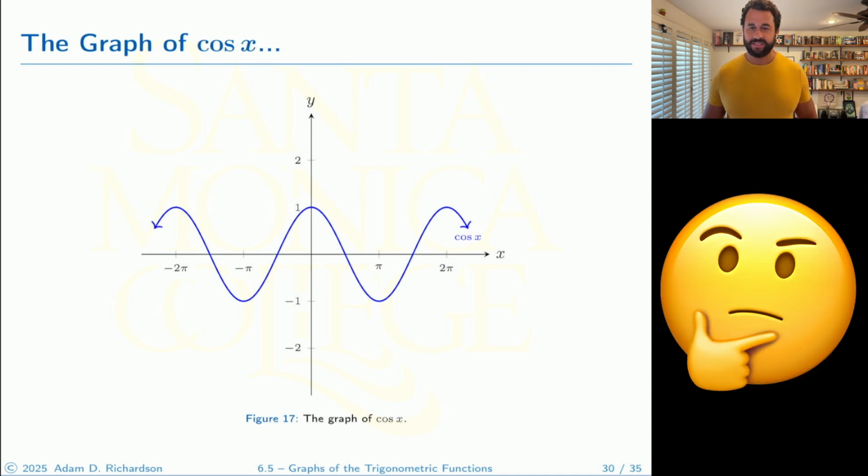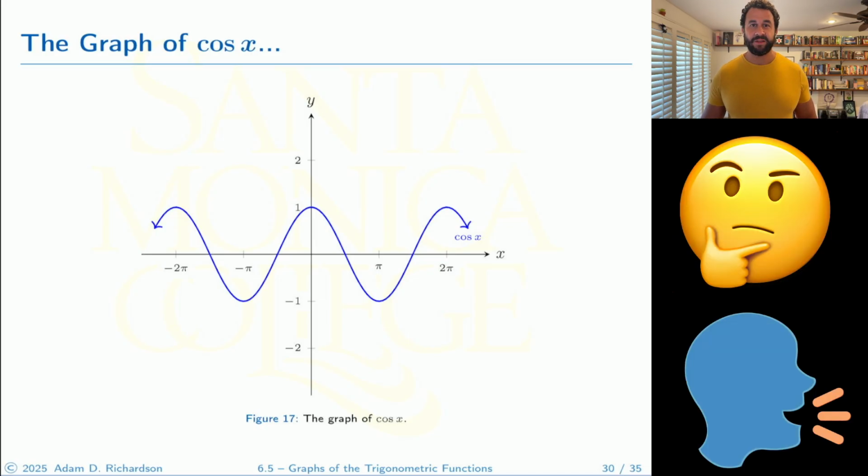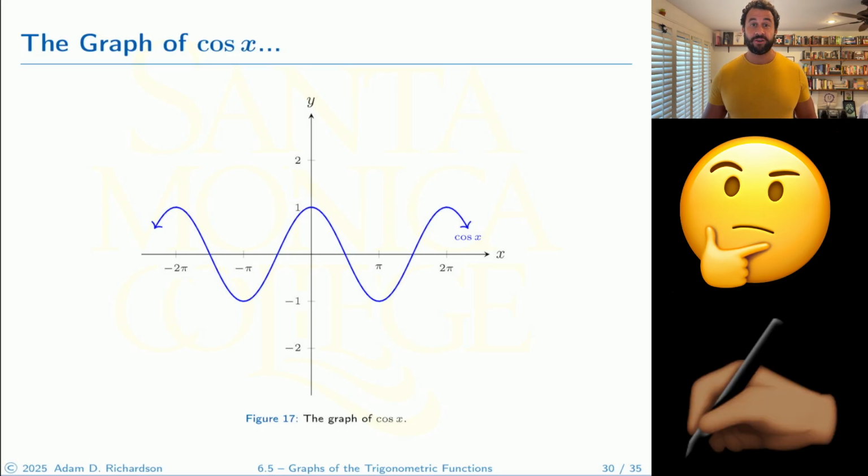Here we go. This is the graph of cosine. From this, I want you to try to graph secant of x right here on this picture. So think about it for a moment. Say something about it, verbalize it. What do you think you're going to do? And then try to sketch it on your own, and I'll do it in just a moment as well.